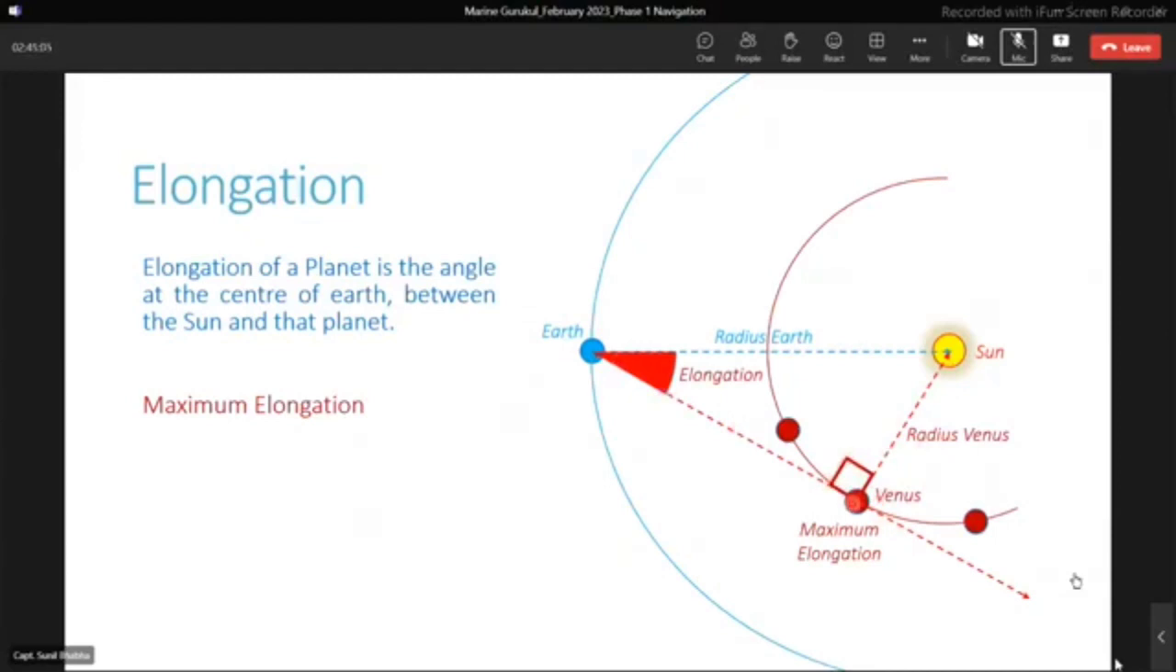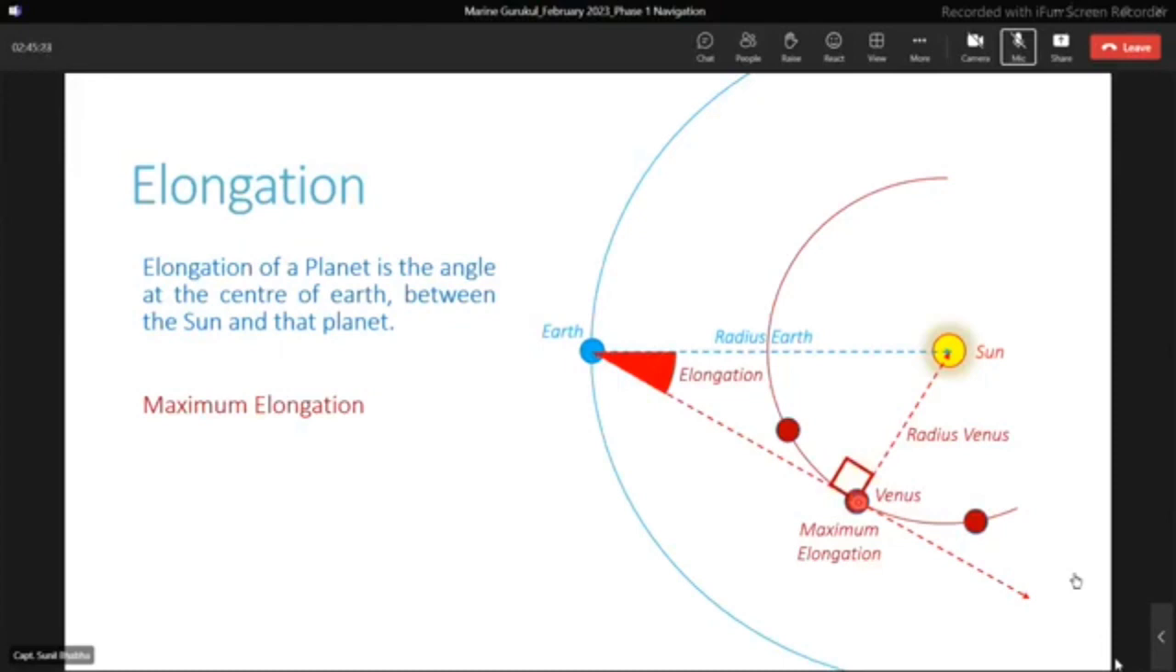Now, this particular diagram is used in solving some of the questions. So you should be clear about the concept of maximum elongation and what is this angle which is made at the planet at the time of maximum elongation.